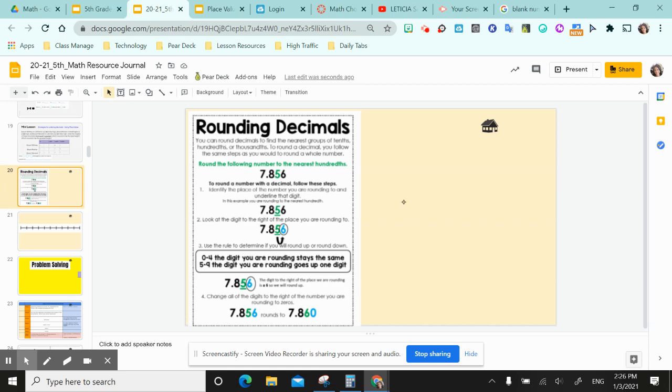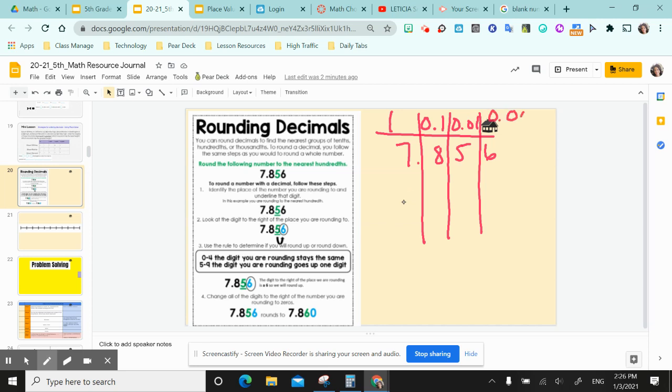Here they're using 7 and 856 thousandths. The first thing that I would suggest doing is making a place value chart. I know the 7 is in the ones place, the 8 is in the tenths place, the 5 in the hundredths place, and the 6 in the thousandths place.